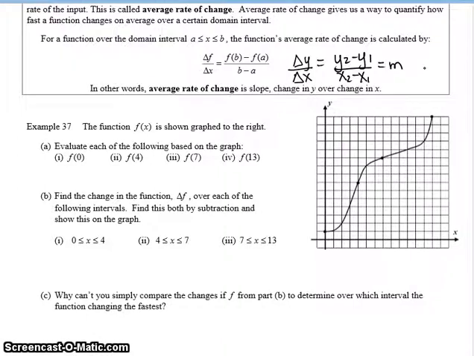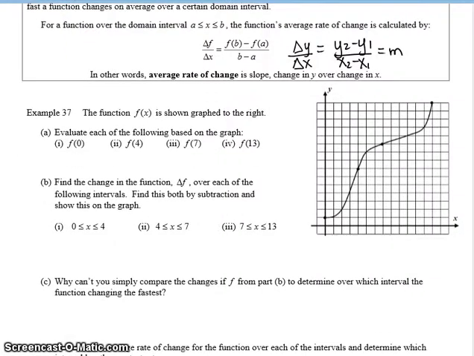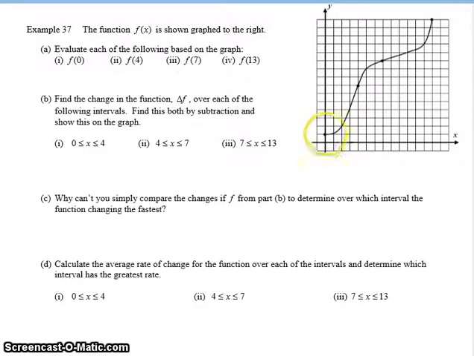For example 37, the function f of x is shown on the graph to the right. Evaluate each of the following. f at 0: come to the graph, you're at 1. So this is just 1. f at 4: go over 1, 2, 3, 4, then go all the way up, and that has a value of 7.